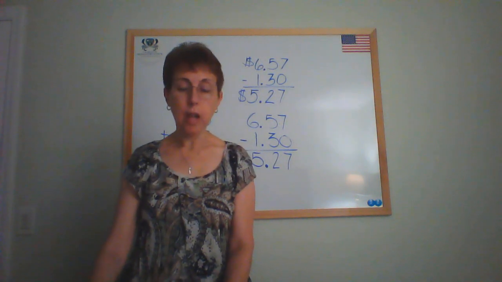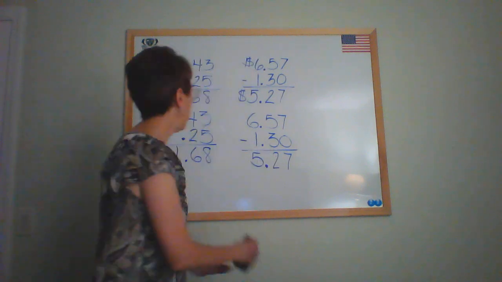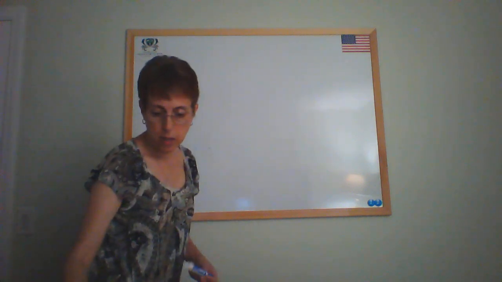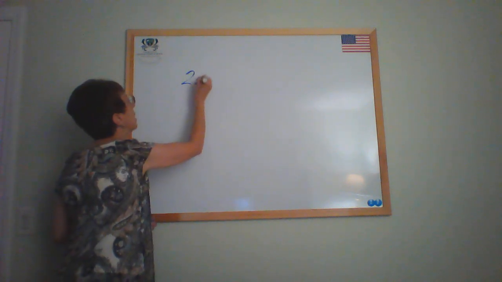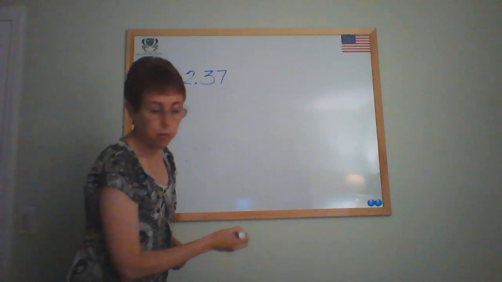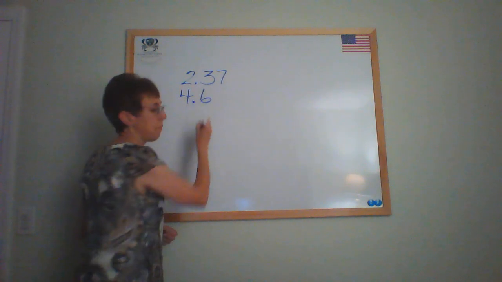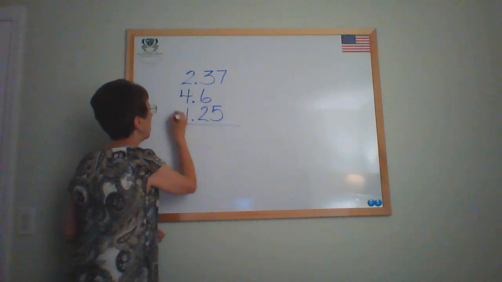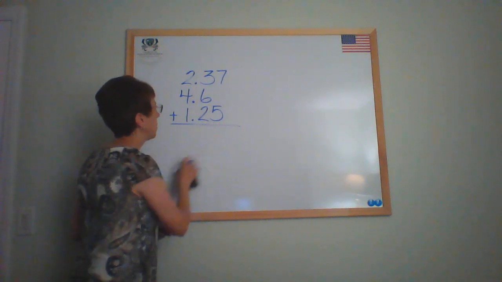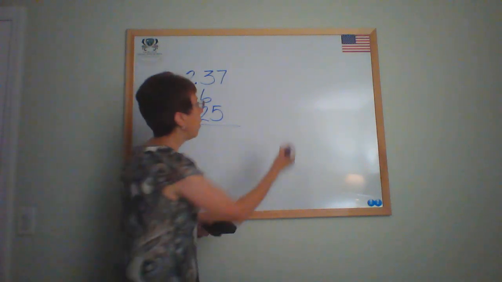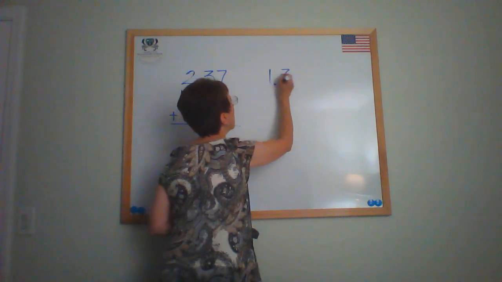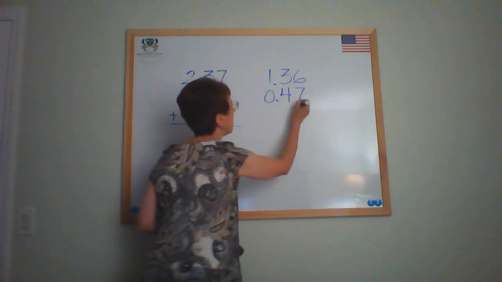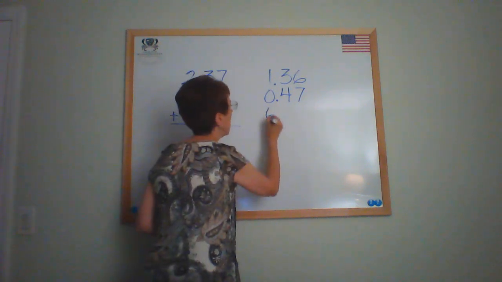Okay, so lesson 116, if you take a look at the practice, let's do A and B of the practice in lesson 116. We have 2 and 37 hundredths plus 4 and 6 tenths and 1 and 25 hundredths. So we are adding these three numbers together here. And then in B, we have 1 and 36 hundredths plus 47 hundredths, and then 6 and 2 tenths.